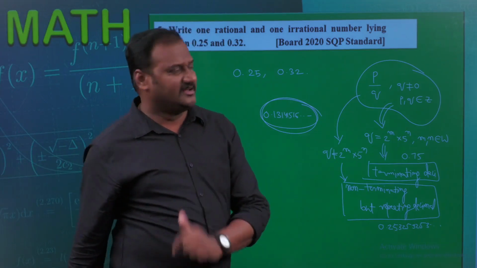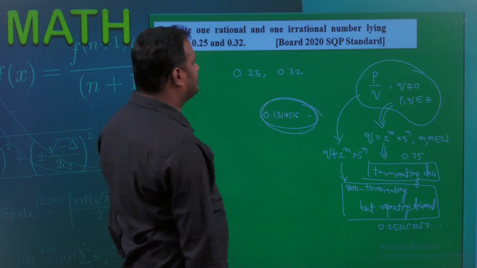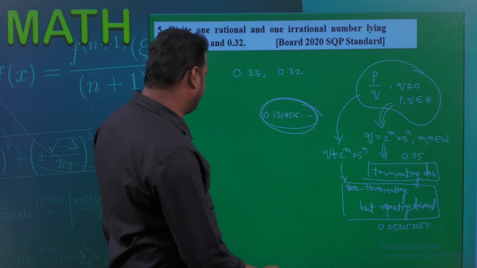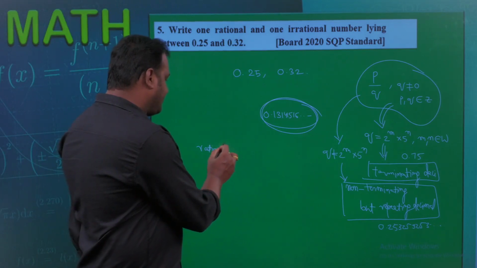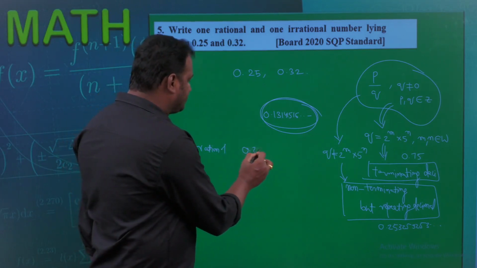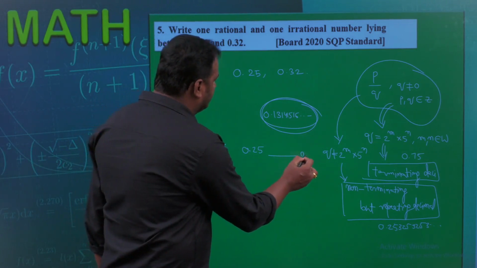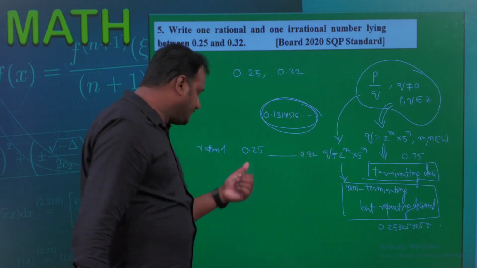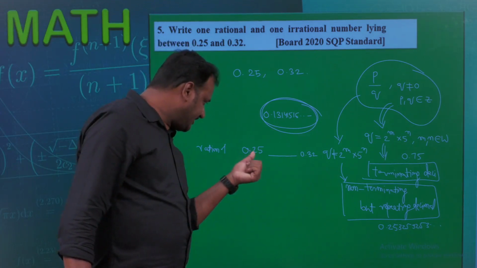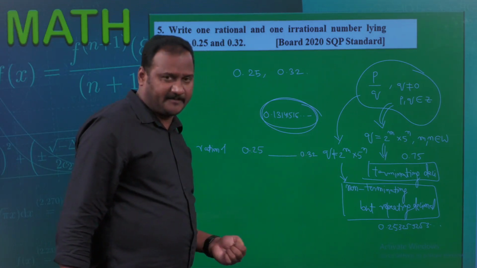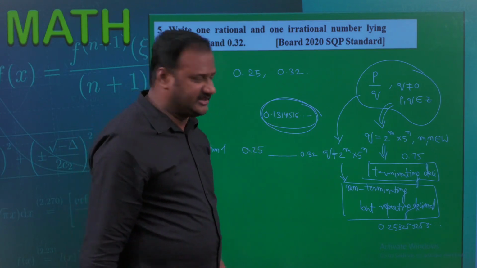Hope you understand now. It is pretty much easier to write one rational and one irrational number. First, a rational number between both of them: a rational number between 0.25 and 0.32. So it should be more than 0.25 and less than 0.32. This is 0.2 and this is 0.3, right? What is the number which is more than this?